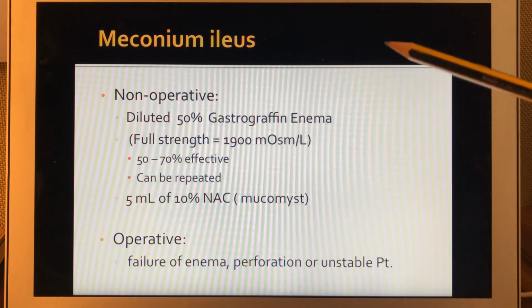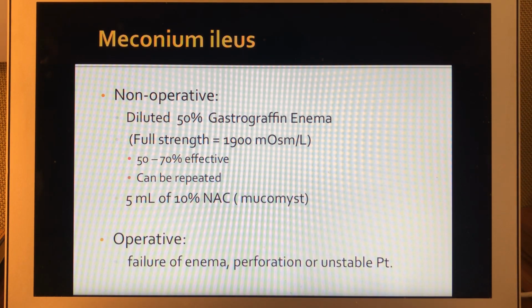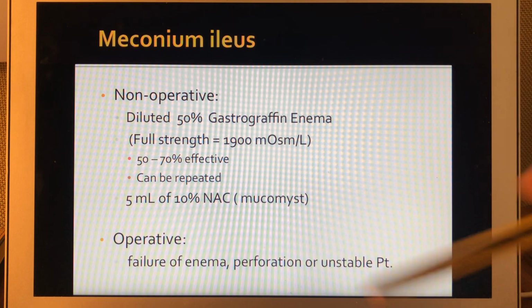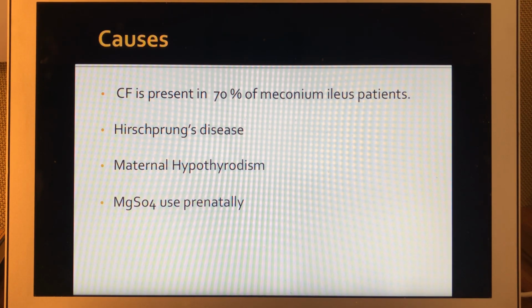If the non-operative measures fail, then you rescue the patient with an operation, or if there is perforation, or if the patient is unstable. Causes: cystic fibrosis, about 70% of patients with meconium ileus, Hirschsprung disease, maternal hypothyroidism, magnesium sulfate prenatally.